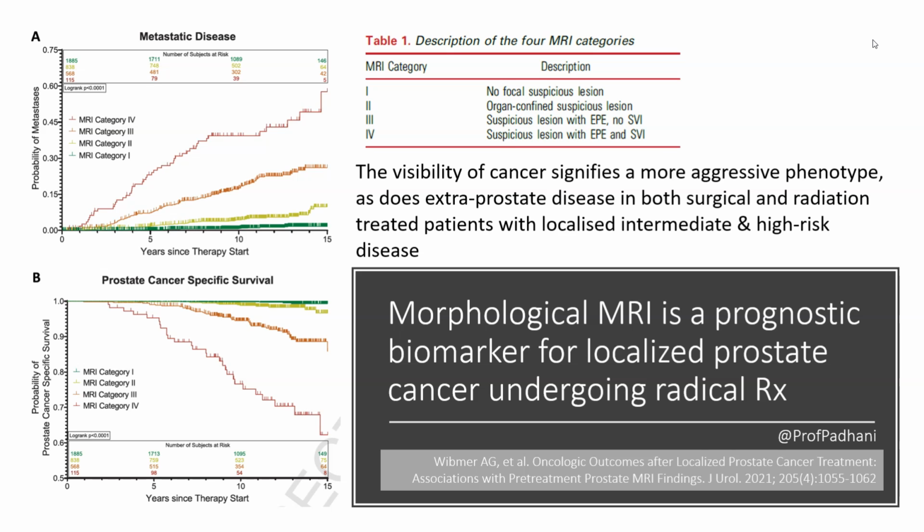We saw this example previously, where the extent of disease on a morphological MRI was shown to be prognostic for apparently localized prostate cancer undergoing radical radiotherapy. The presence of no disease visible meant that the prostate cancer-specific survival was almost 100% at 15 years. If you had disease within the extraprostatic space or within the seminal vesicles, you had a much worse prognosis.